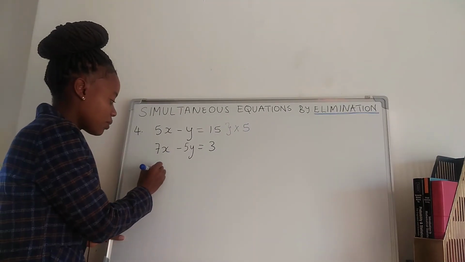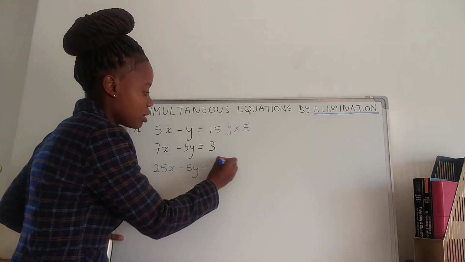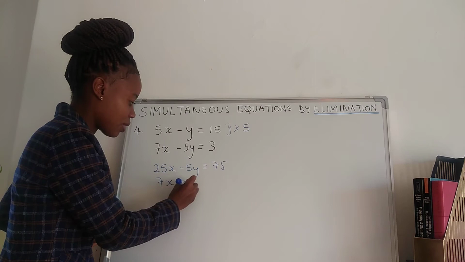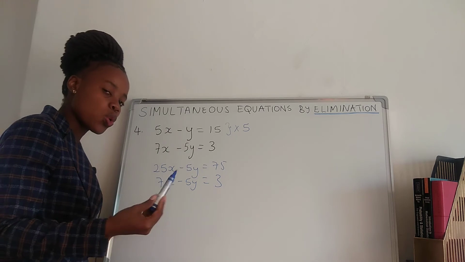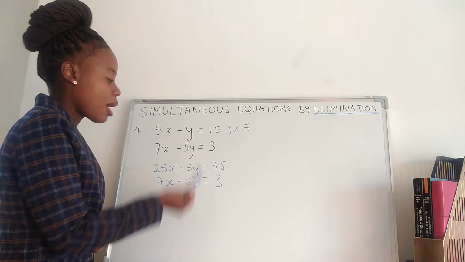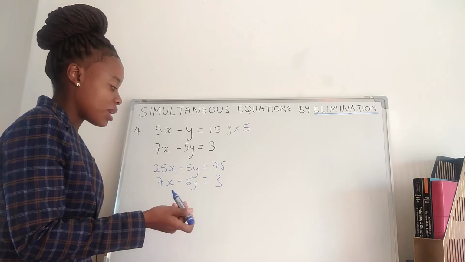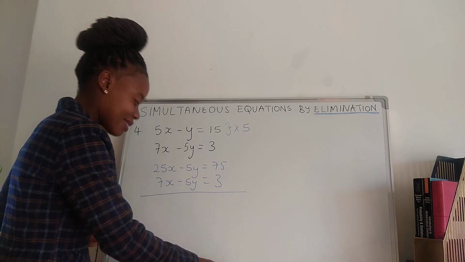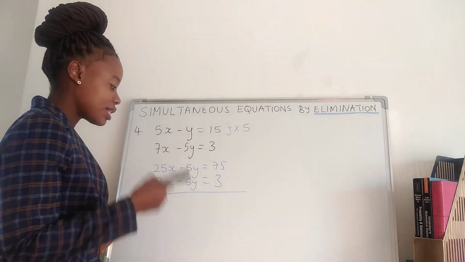So I'm going to have 25x minus 5y equals 75. And then this one is just the same. I have 7x minus 5y equals 3. Okay, so we want to see whether we are going to subtract or add. Okay, if we say negative 5y plus negative 5y, we're going to get negative 10y, right? But if we say negative 5y minus negative 5y, we're going to get 0. We'll be able to eliminate our y.